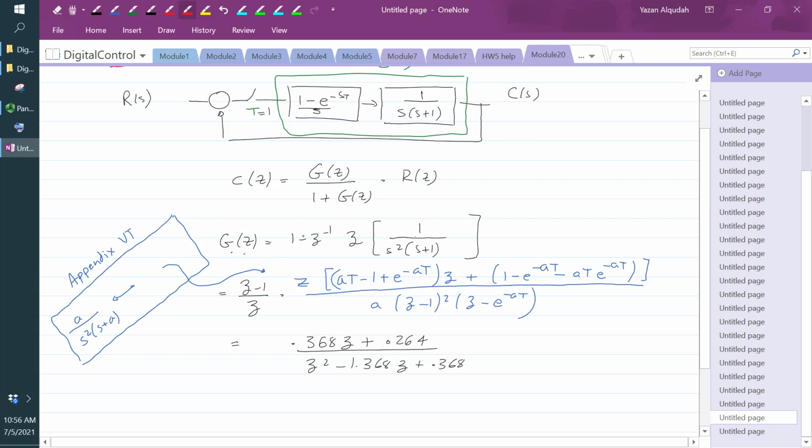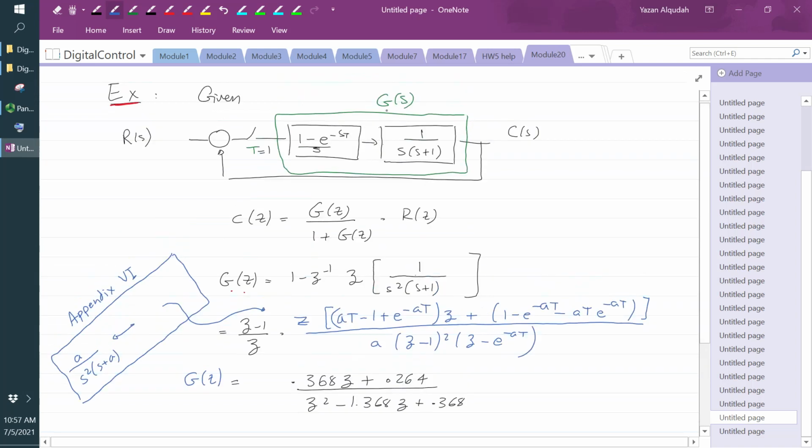So g of z is 1 minus z to the negative 1, z of 1 over s squared multiplied by s plus 1. Now to calculate this, I'm not going to use the residue because I have multiple poles at 0. And therefore, I'm just going to use the tables at the appendix of the book. The appendix gives me a over s squared multiplied by s plus a, the expression for the z transform, and therefore if I plug it in, I'm going to get this expression here. If I plug in the values, I'm going to get g of z.